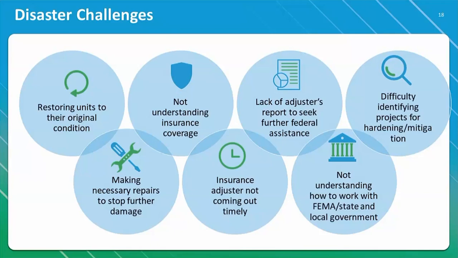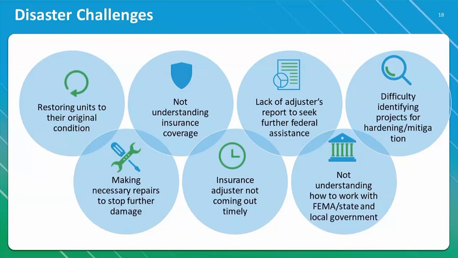Lack of adjuster reports to seek further federal assistance. If the insurance adjuster does not come out timely, or does not come out, or writes poor reports, it can affect your results of actually being able to seek further federal assistance for any of the damages. So you want to make sure that you have somebody on the team that focuses on that, or you have an expert that helps you navigate through those issues.